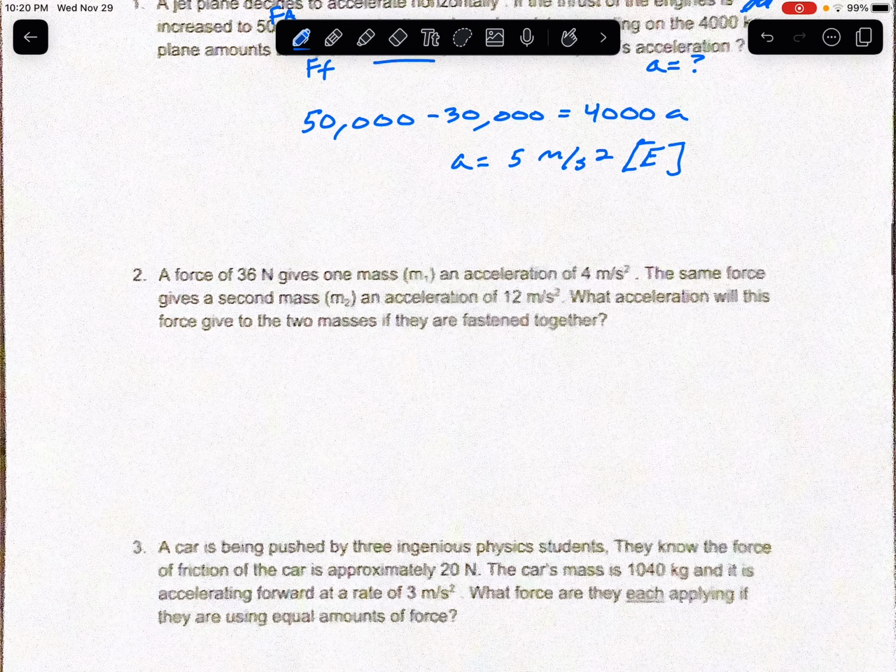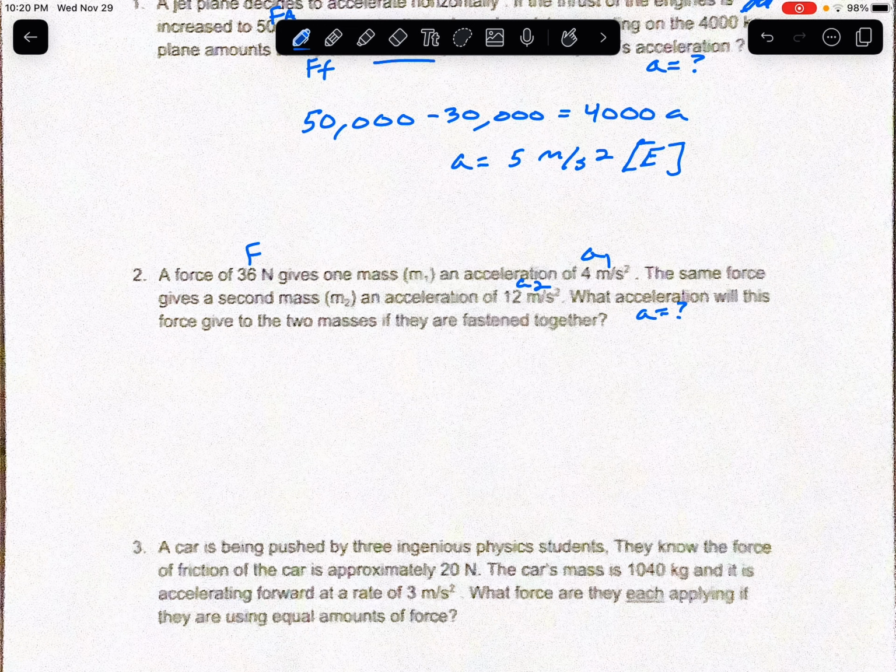Number two, a force of 36 newtons. We just have a force here, so we're not going to worry about applied or friction in this case. Until they tell us, we're just going to leave it as F. It is given to one mass, M1, and accelerates at 4 meters per second squared, so we'll label this A1. The same force gives a second mass, M2, an acceleration of 12 meters per second squared. There's your A2. What is the acceleration, our new acceleration, if the two masses are brought together? That means M1 and M2 are combined now.